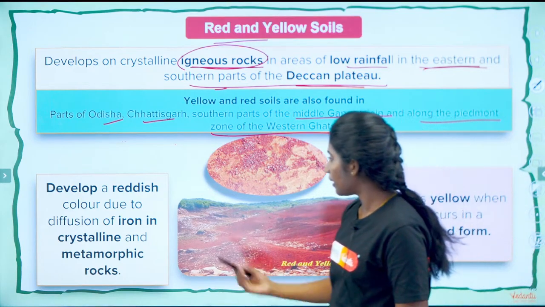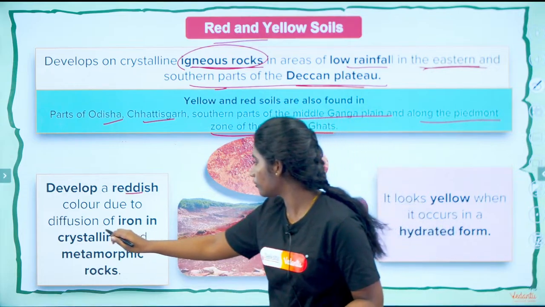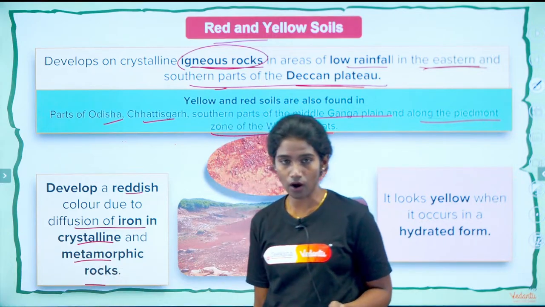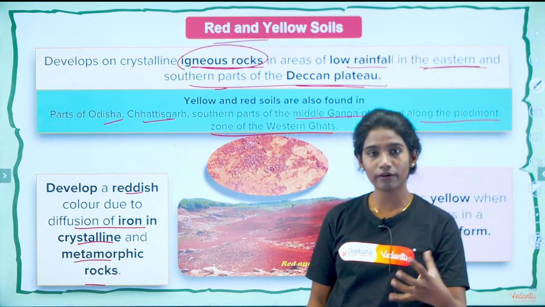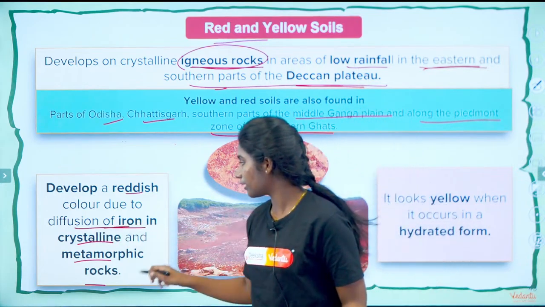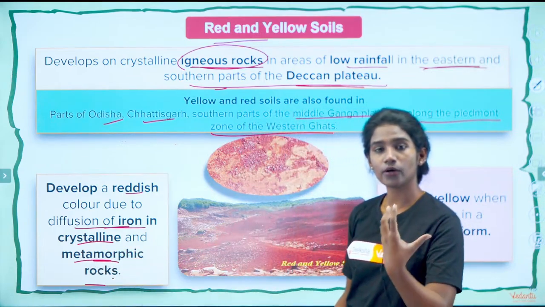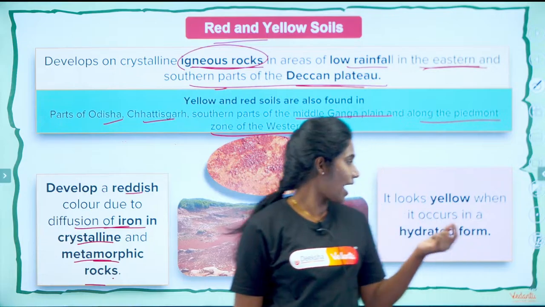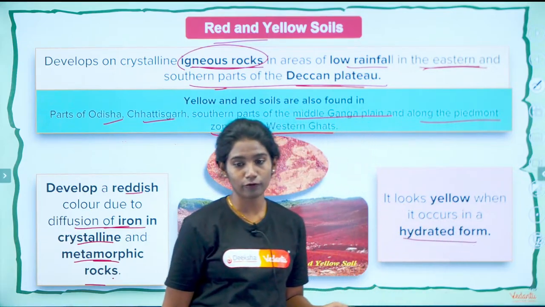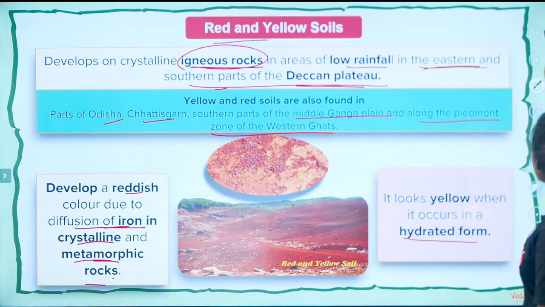Okay, some soils, at times the soil develops red in color. Why is it red in color? Because of the diffusion of iron in crystalline and metamorphic rock. I told you, when that lava solidifies and evaporates, if the iron diffuses into the crystalline and the metamorphic rock, that time the soil turns red in color. It turns yellowish when it is in hydrated form. The soil appears yellow when it is in hydrated form.